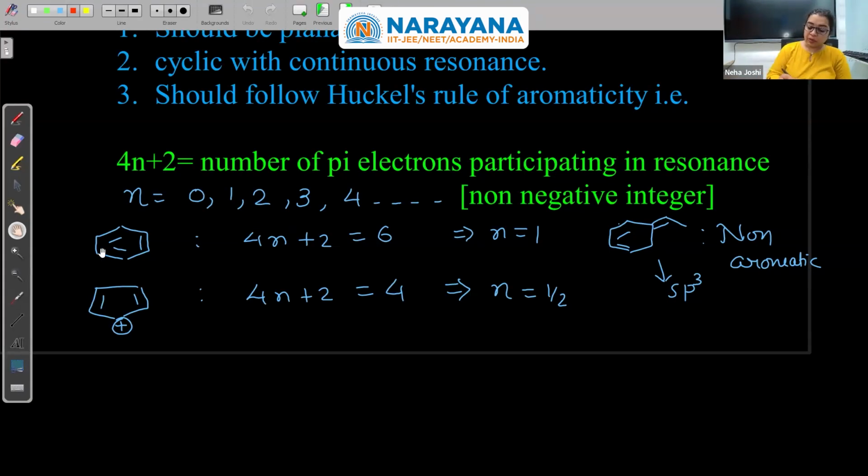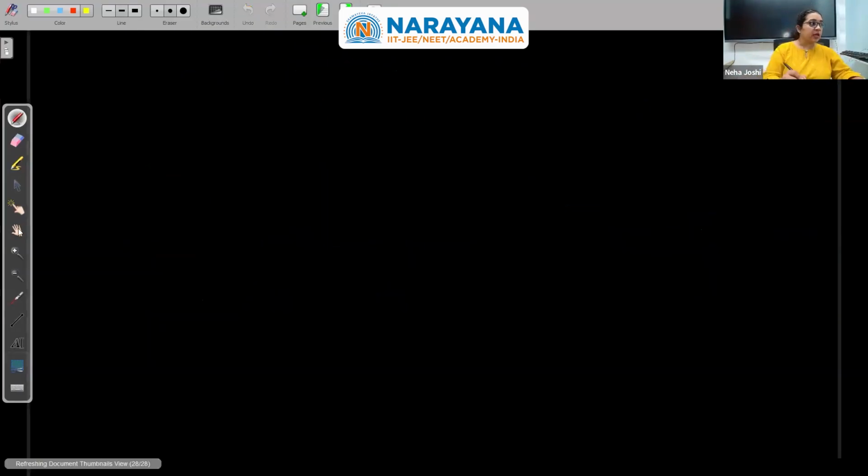Okay. So for benzene, we have 4n plus 2 equal to 6, n equal to 1. Fine. For this structure, I'll solve. N is coming half. And we said this n should come as a non-negative integral value. So this is not aromatic. Okay. Now see here, it is not aromatic because you have an sp3 carbon involved. Clear? So this is how it should be.